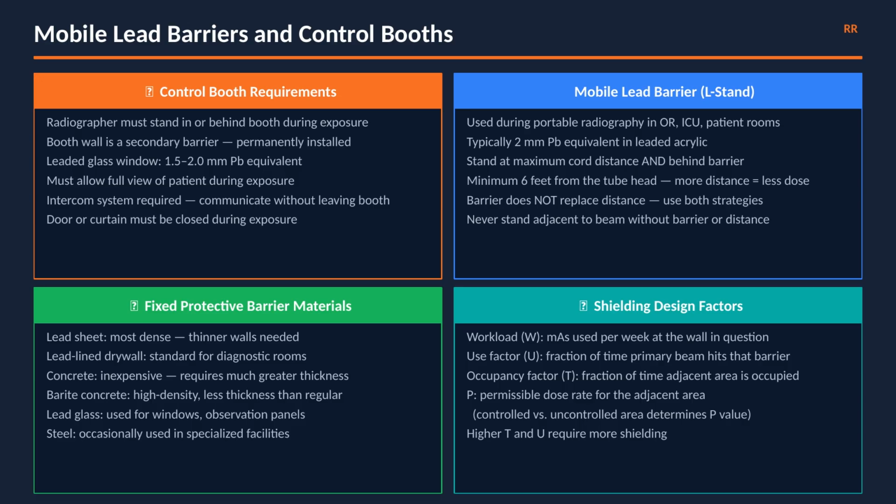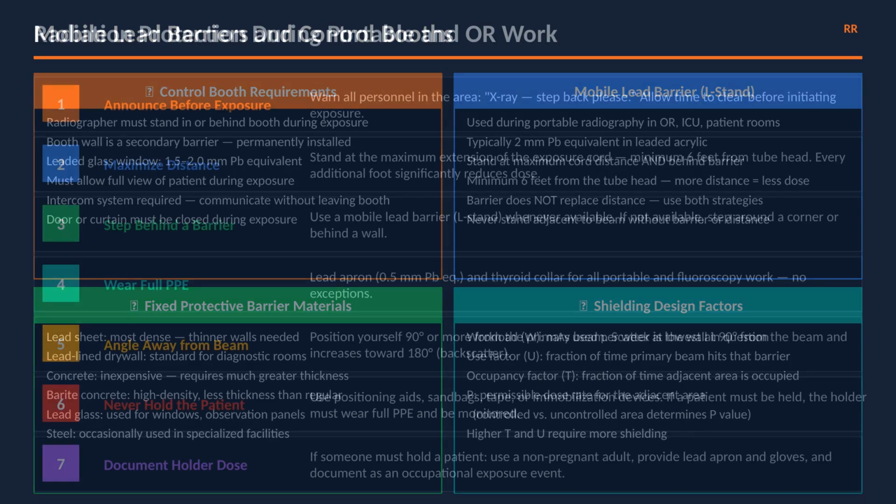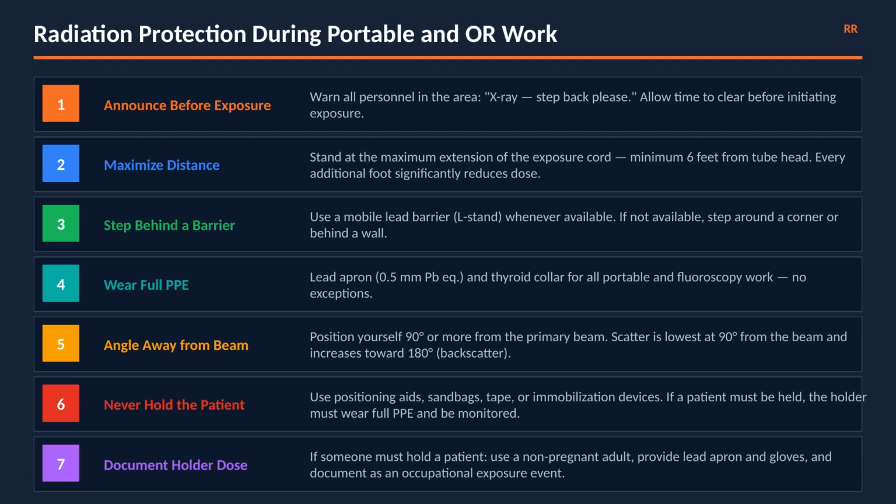For portable exposures, announce before every exposure. Stand at maximum cord length. Step behind a barrier or around a wall corner. Wear lead apron and thyroid collar. Position yourself at 90 degrees to the primary beam. Scatter is lowest there.